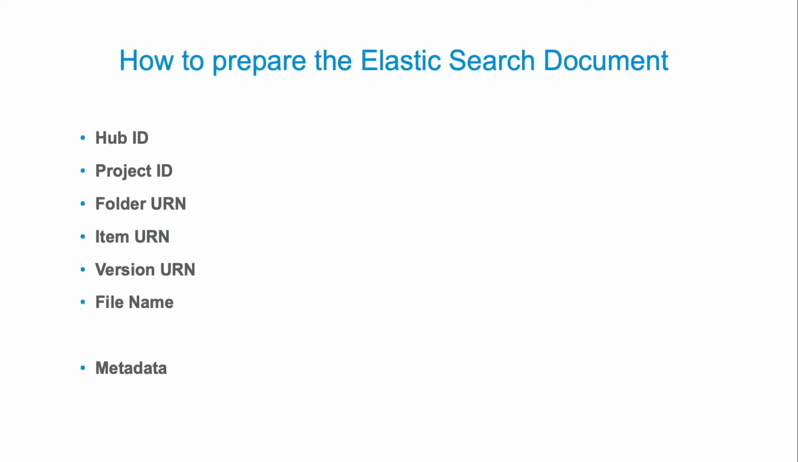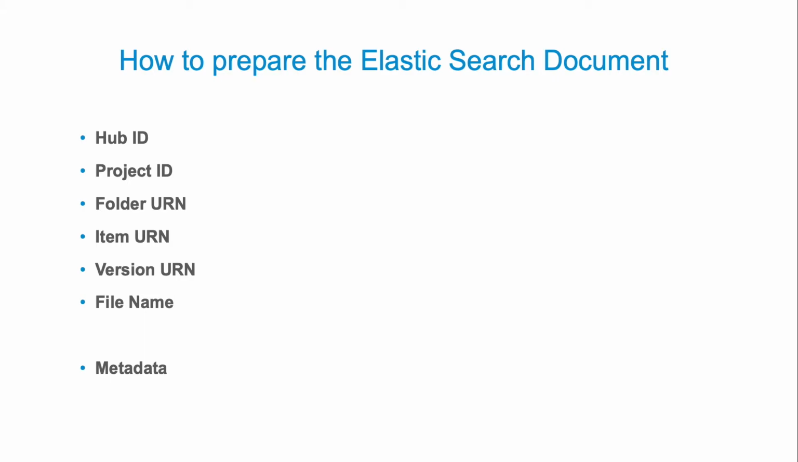When we create a document for Elasticsearch, we don't want to keep only the metadata. We need additional information so we can link back to that document on BIM 360. So in addition to the database, we need the Hub ID. The Hub ID will be used to identify which account I can search on, so only the accounts that I have access to. The project ID, folder URN, item URN are used to link back to BIM 360.